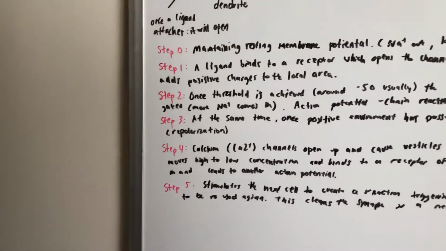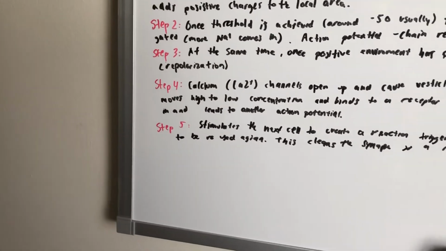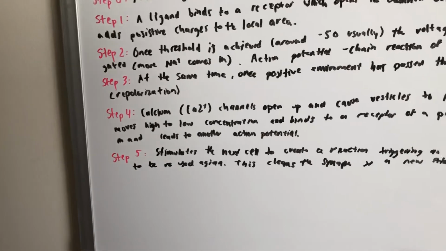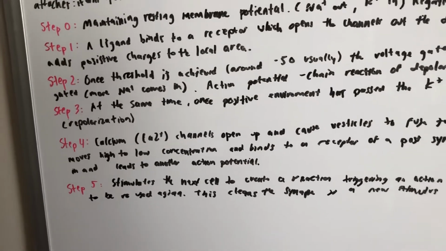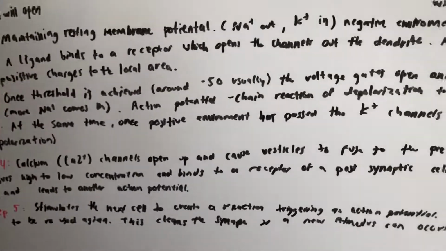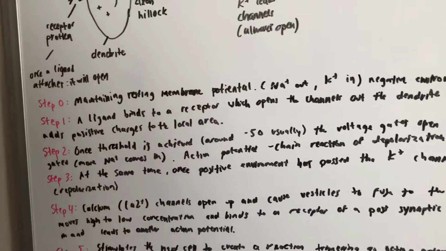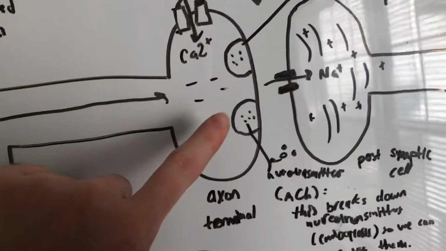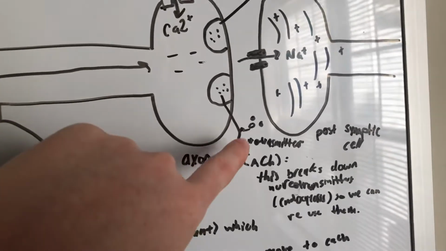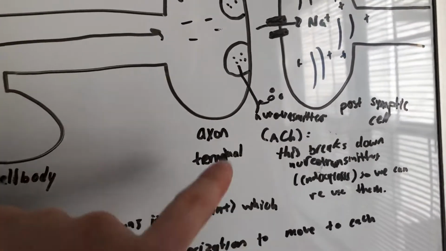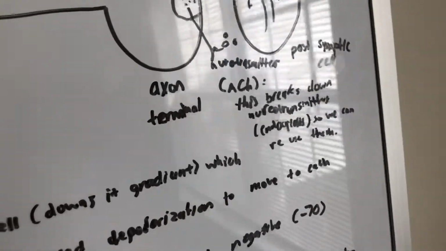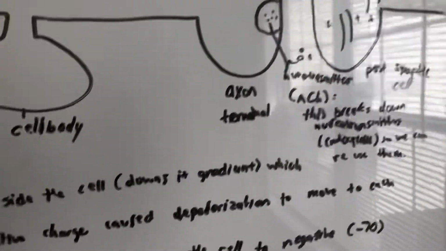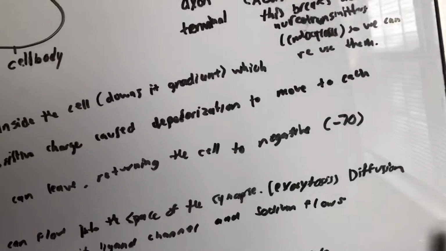And in the final step, this stimulates the next cell to create a reaction triggering another action potential. And then acetylcholine breaks down from the neurotransmitter from the vesicle to be used again. This helps clean up the synapse so a new stimulus can occur. So in the vesicles are neurotransmitters which have acetylcholine, and this breaks down, called endocytosis, so we can reuse them again and again for every message we want to send in an action potential.